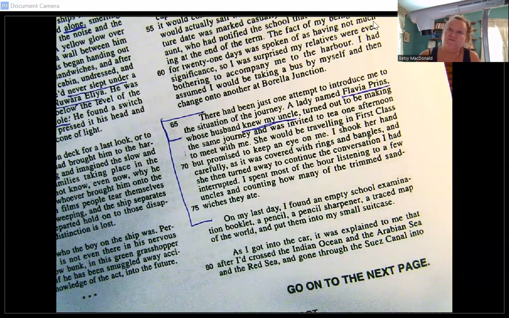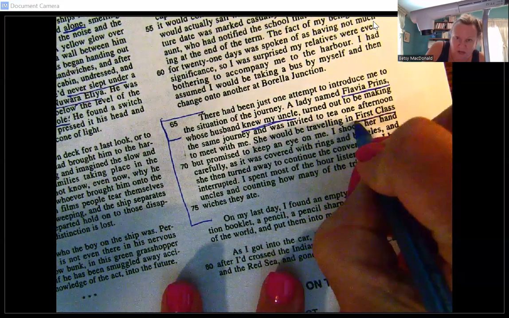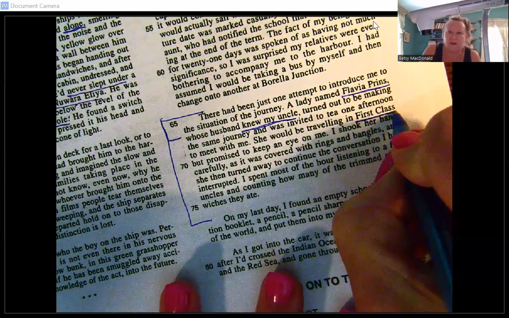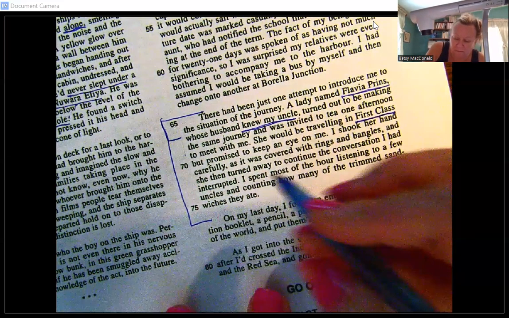She would be traveling in first class. Is he traveling in first class when he doesn't even have a window? No, that's different, important. I want to remember that. But promised to keep an eye on me. Okay, she promised to keep an eye on him.